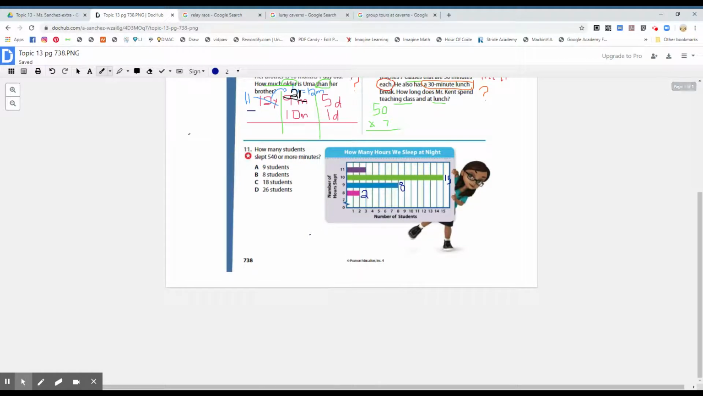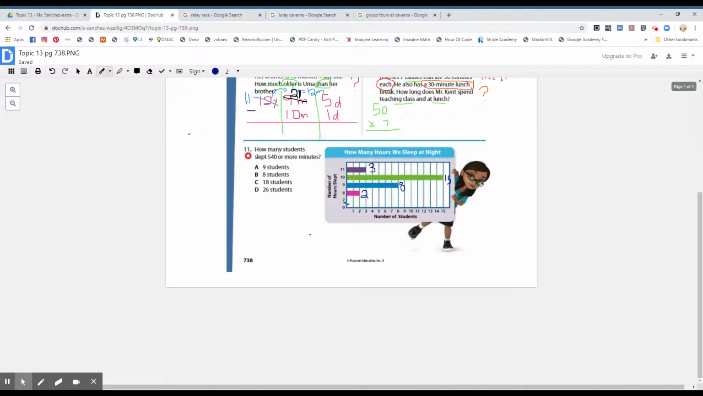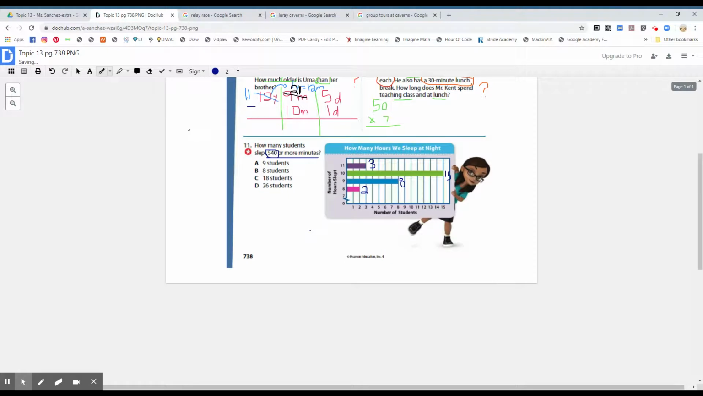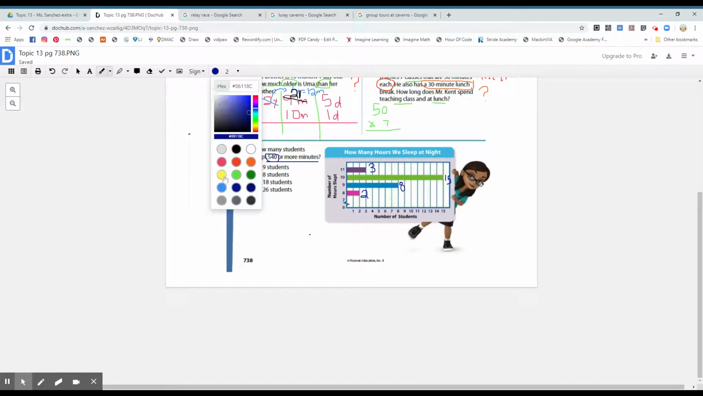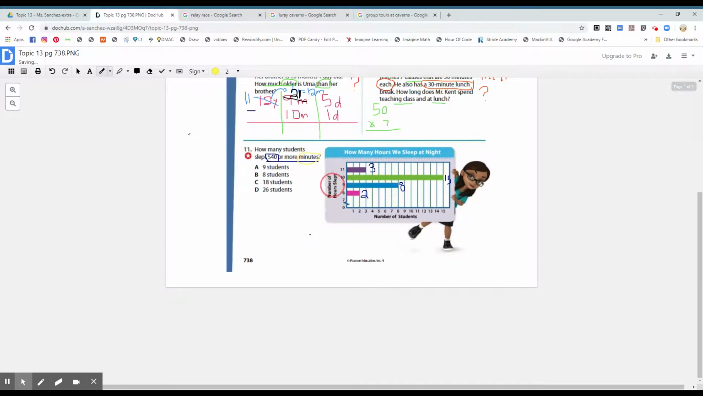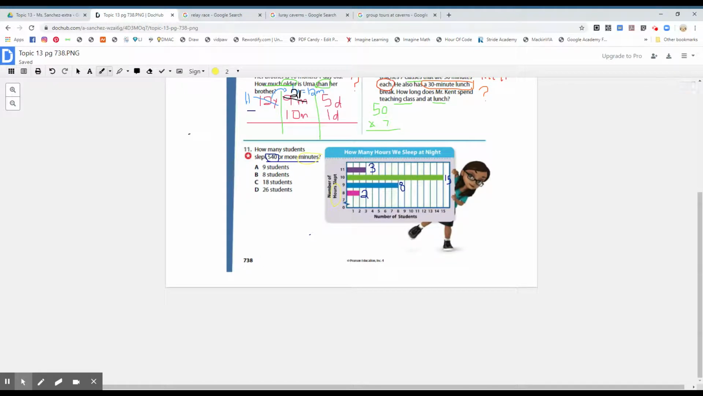15. Okay. Then how many students slept for 11 hours? Whoa, that's 3 students. Okay, boys and girls. The question is, how many students slept 540 minutes or more? Boys and girls, I hope you noticed that the units are different. The question is asking about minutes, but the table is showing us hours. So what do you think we should do, boys and girls?